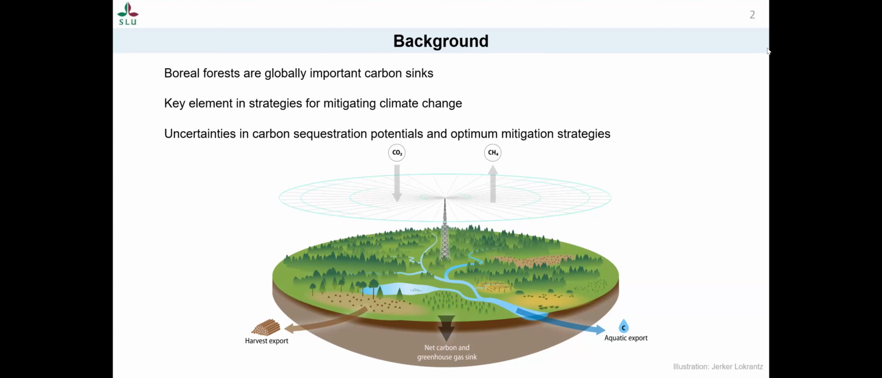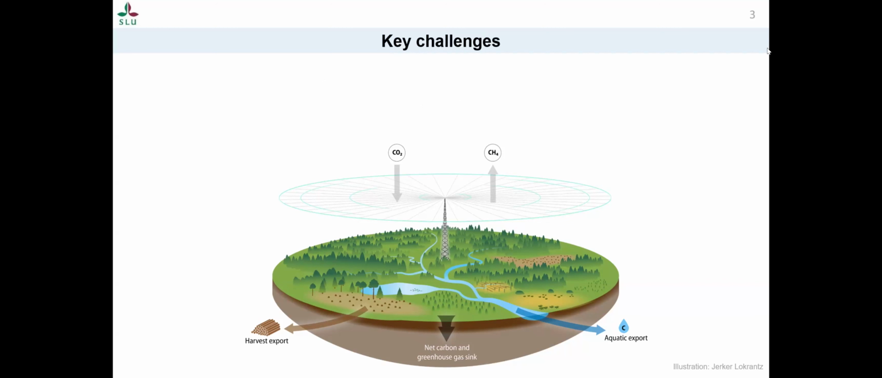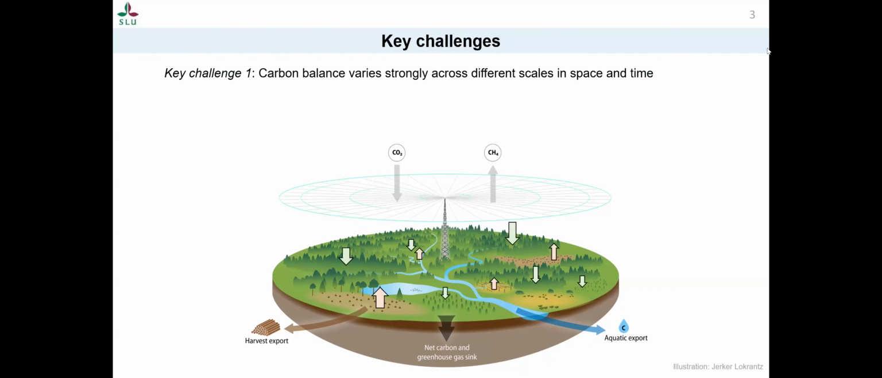And these uncertainties are due to several different reasons, of course, but today I want to focus specifically on two key challenges when it comes to estimating the carbon balance of a heterogeneous boreal forest landscape. As you can see here in this illustration, it contains all kinds of different forest stands, young and old forests, clear-cut areas, but also intertwined, we find aquatic systems, peatland systems, and so on. So understanding how this landscape acts as a whole has two key challenges.